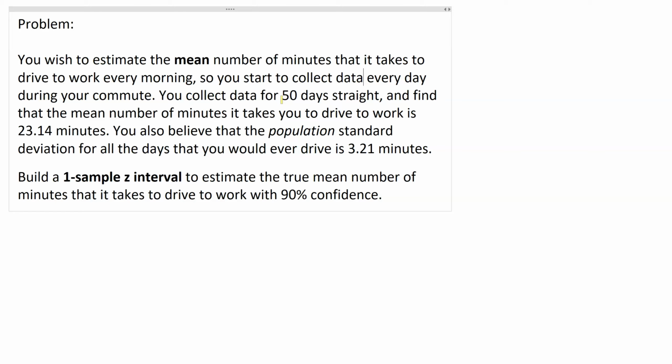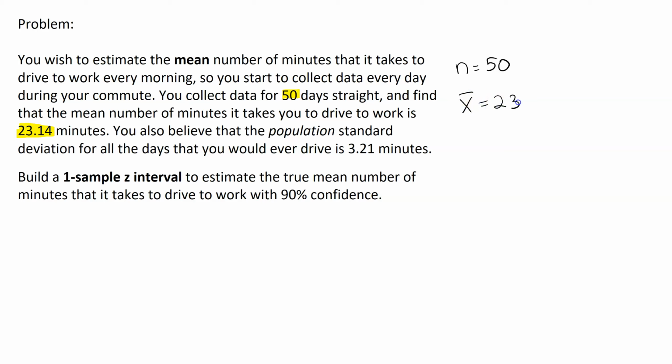So let's start by identifying all the key pieces of information that we have here. The first thing is we collected data for 50 days straight. So we have 50 pieces of data. That's our N. What else do we find? Out of those 50, when we calculate our mean, we find a sample mean of 23.14. So that's a sample mean, X bar. And then it also says that we believe that the standard deviation of the population is 3.21. So population standard deviation is sigma.